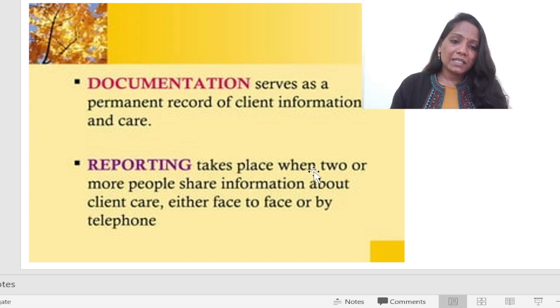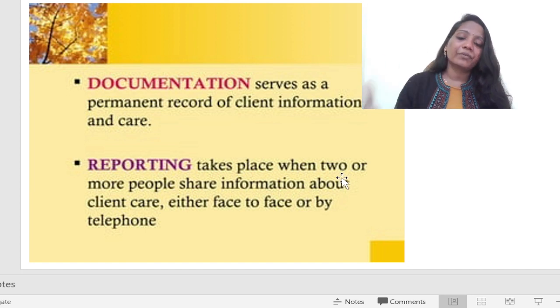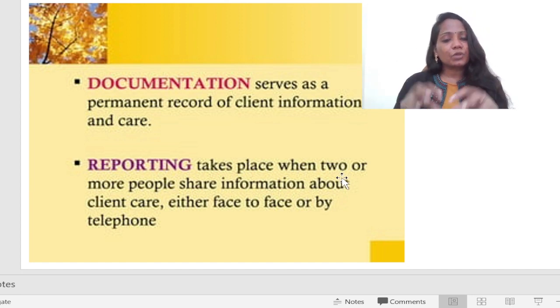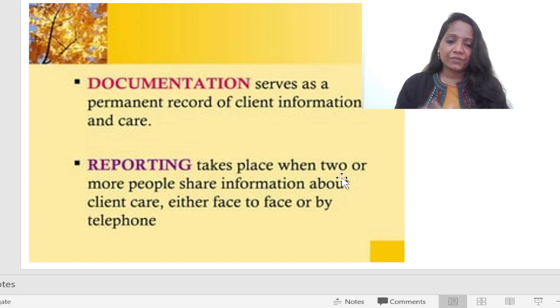Reporting takes place when two or more people share information about client care, either face to face or by telephone. So here we are conveying some information between different departments or within the department when changing the shift. Nurse to nurse, this patient is like this and you need to monitor, you have to give oxygen.